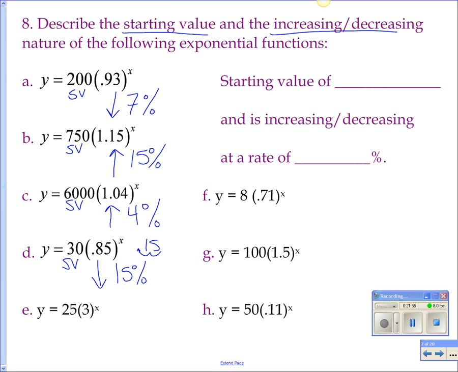Anybody, what's the 25? Starting value. Does this have a decimal in it? No, so we don't need to use our calculator. What does it mean to times by 3? What's a word that means to times by 3? What one word means to multiply by 3? Starts with a T.